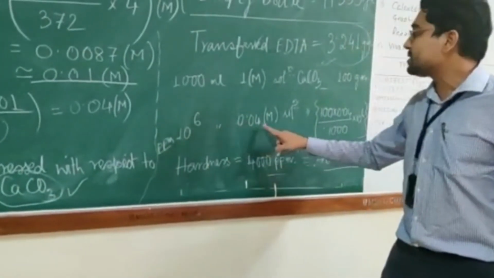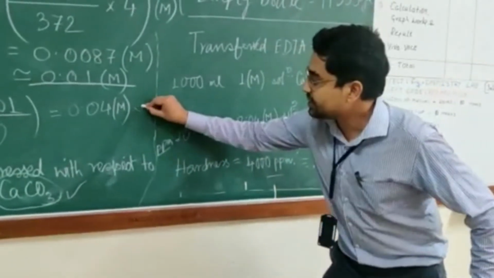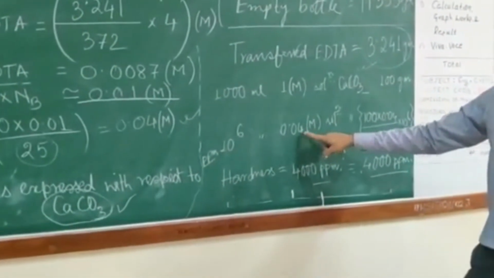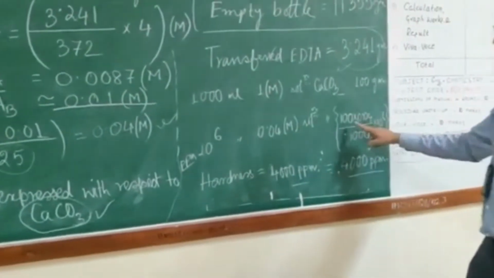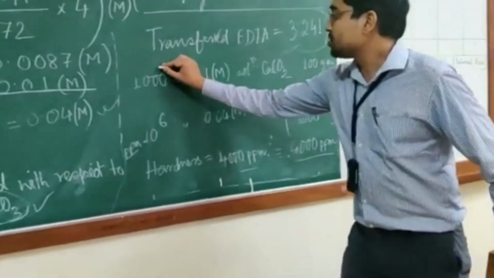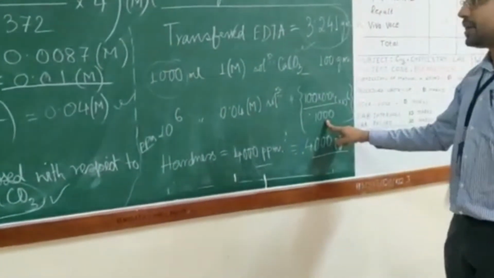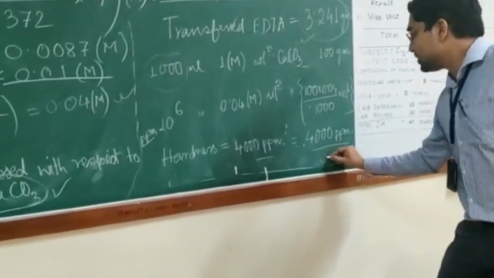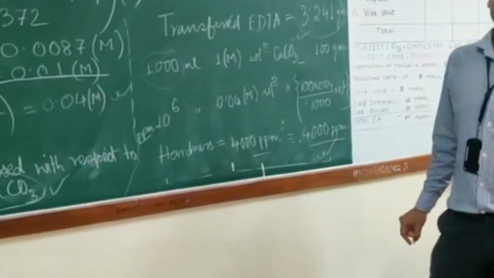So 10 to the power 6 ml. What is our concentration of the calcium carbonate? 0.04. So it will come as 100 multiplied by 0.04. So 1000 will come in the denominator and 10 to the power 6 will come in the numerator. So this is going to be our hardness of water.